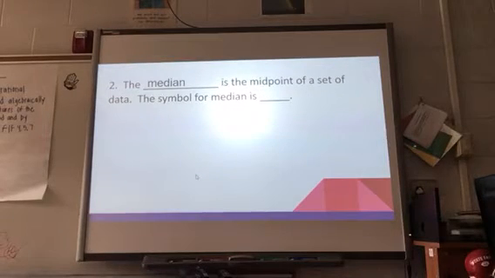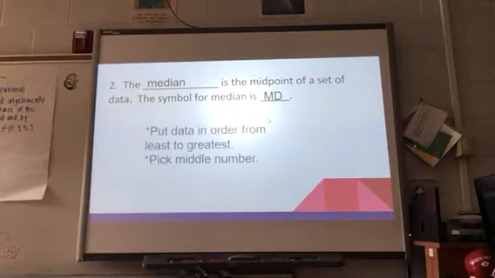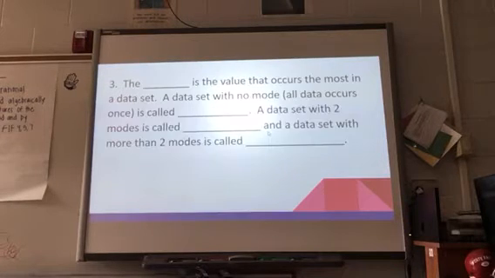The second measure of central tendency is called the median. That's the midpoint of the set of data. The symbol is MD. To find it, you put the data in order from least to greatest. You pick the middle number.